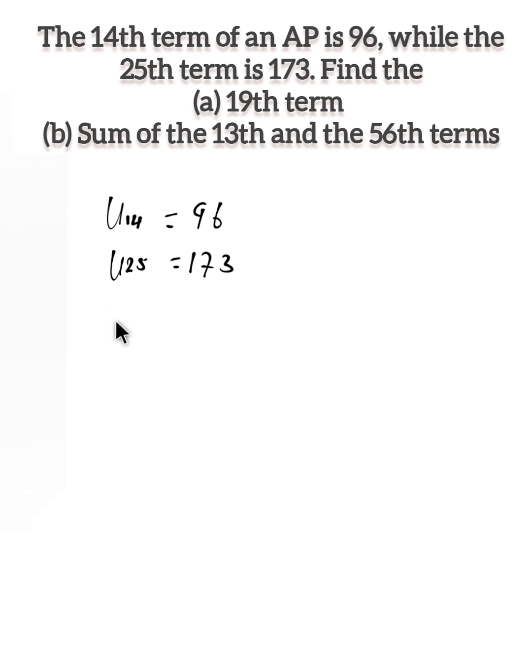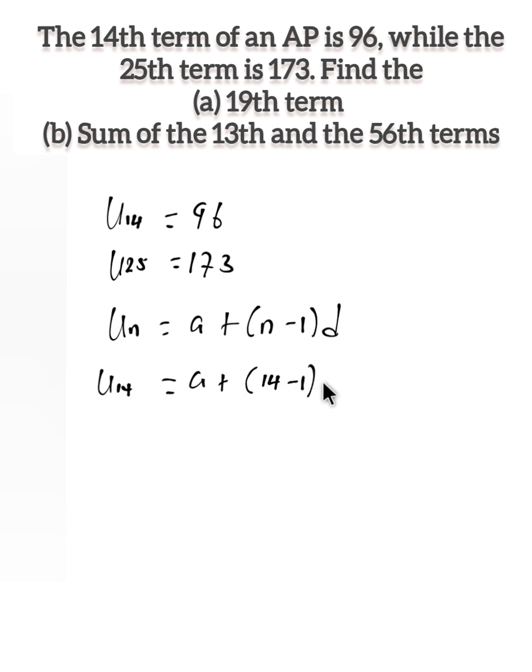Now recall that Un is equal to A plus bracket n minus 1 D. Hence, U14 is equal to A plus bracket 14 minus 1 times D, since n here is 14. U14 is equal to 96, so 96 is equal to A plus 13D, because 14 minus 1 is 13. Let this be equation 1.